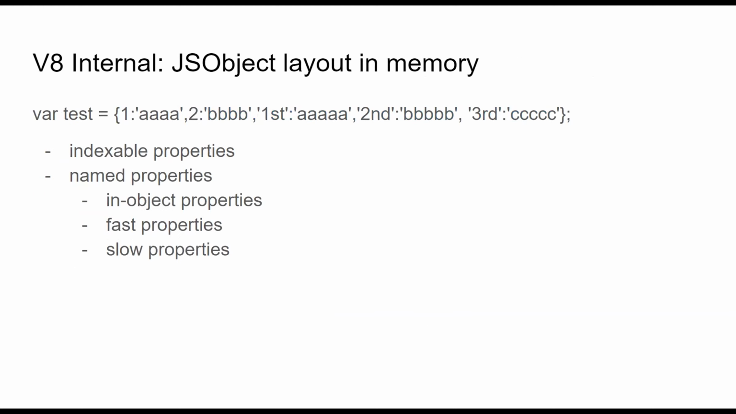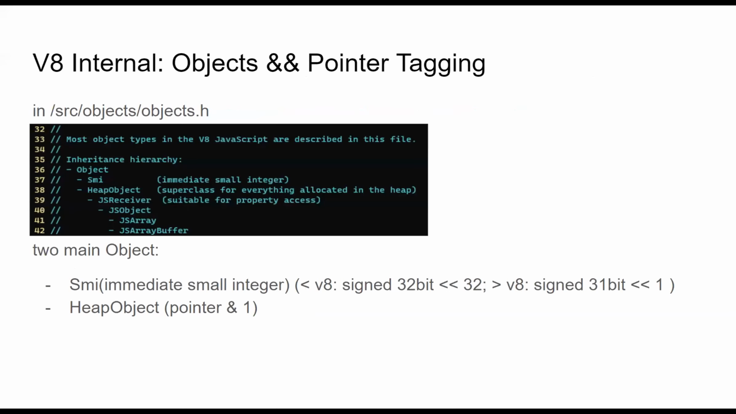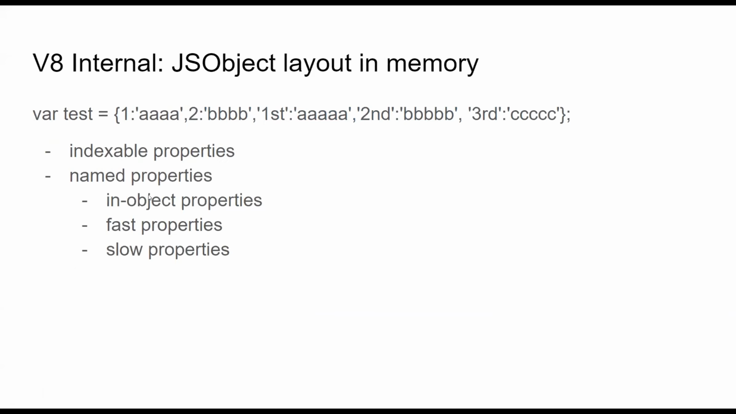Okay. If we refer back to the V8 internals here, we can see that the heap object has one inheritor called JS receiver. Then in the JS receiver, we have JS object. So we can see that JS object is also an inheritor of the heap object. I'm going to cover a little bit on the JS object layout in memory.